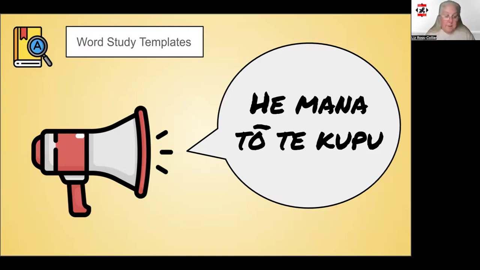The first type of graphic organiser I want to show you is the word study template. Learning new words is an essential part of learning te reo Māori or any other language. This little kianga or saying, he mana tō te kupu, is about the power that words have. This is one of my core values as a learner and as a teacher, and that's why I wanted to share this with you. There's heaps of different ways to explore words and learn new ones. The ones I've chosen are just a few to look at.